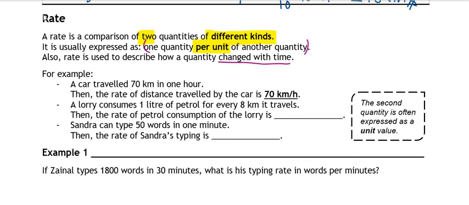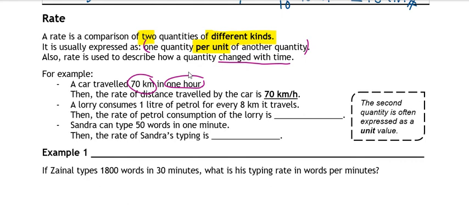Okay, so for example, when you have a car and it traveled 70 kilometers in 1 hour, how are you going to tell the rate? So the rate of distance traveled here is 70 kilometers, which is the distance, per hour. So per here means per 1 hour, right? So let's proceed to another example here.